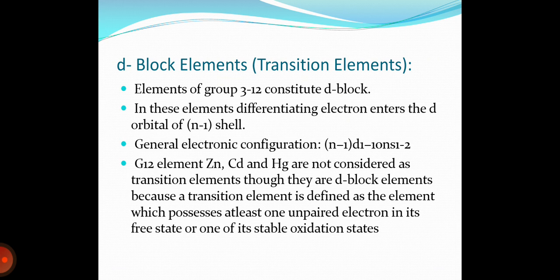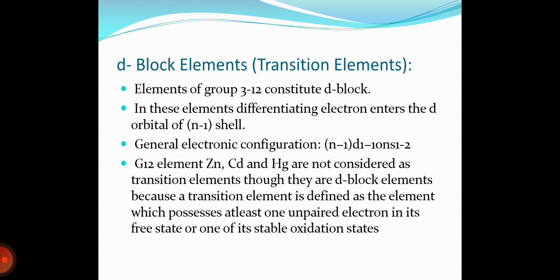Then d block elements. These are also called transition elements. The group 3 to 12 elements are called d block elements. In these elements, the differentiating electron enters the d orbital of n-1 shell. The general electron configuration is (n-1)d1 to 10 ns1 to 2.